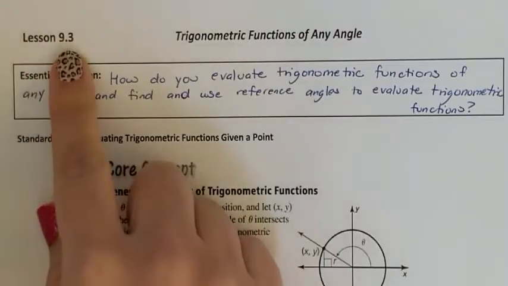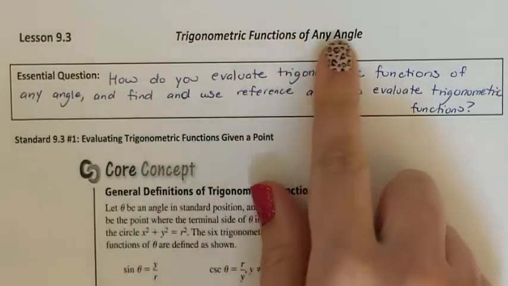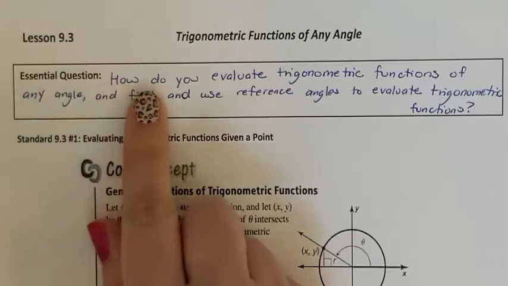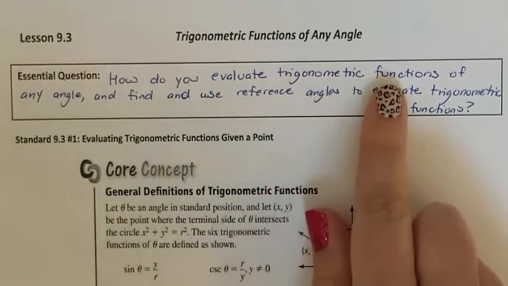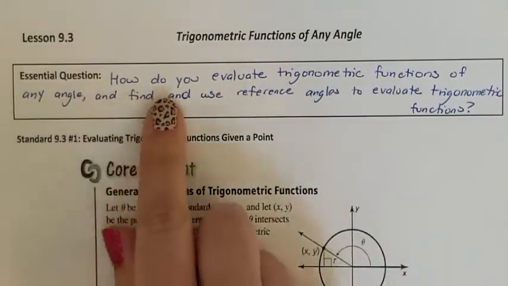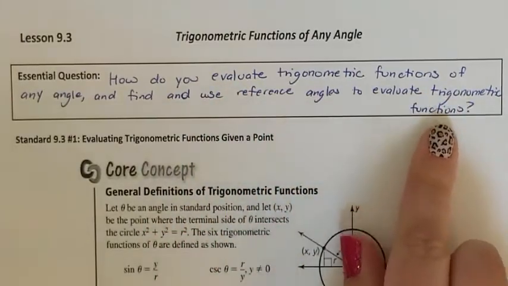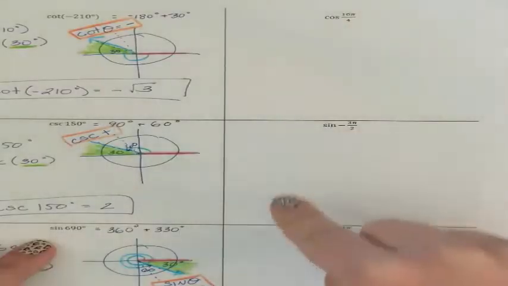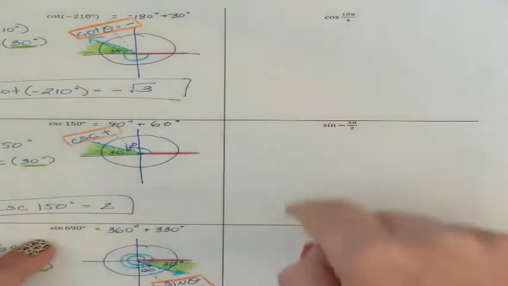Lesson 9.1, number 3, trigonometric functions of any angle. The essential question: how do you evaluate trigonometric functions of any angle, and find and use reference angles to evaluate trigonometric functions? There were 3 problems left on the page for independent practice. Let's go ahead and take a closer look at those.